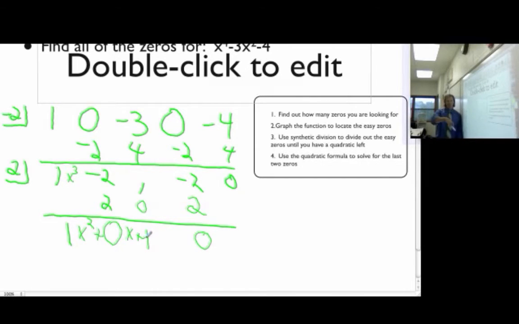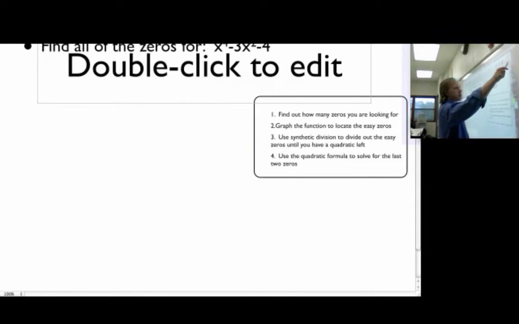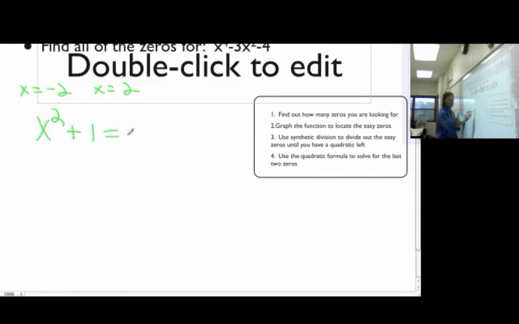May I erase all of this so I have some room? Are you sure? Yeah. All right. Good questions. We cleared that out. And when we got done, we said x equals -2 is a 0, x equals 2 is a 0, and we divided those out, and at the bottom of the synthetic division, we have x squared plus 1 equals 0.